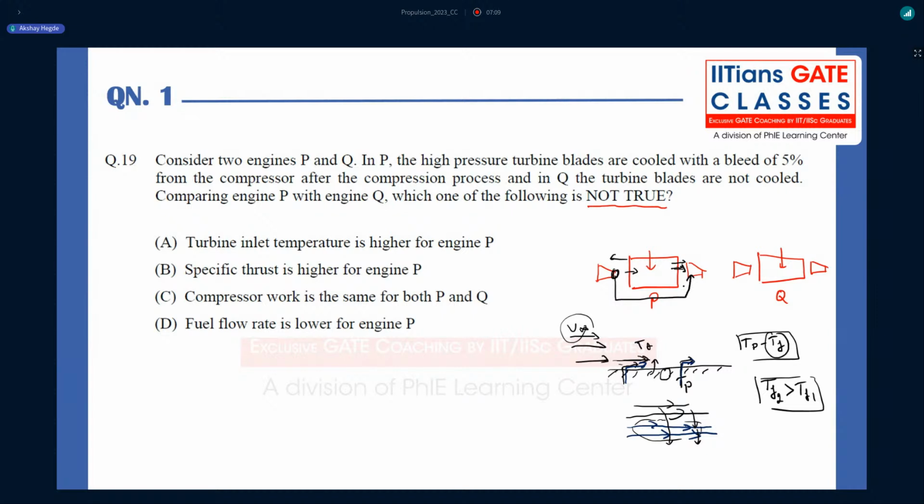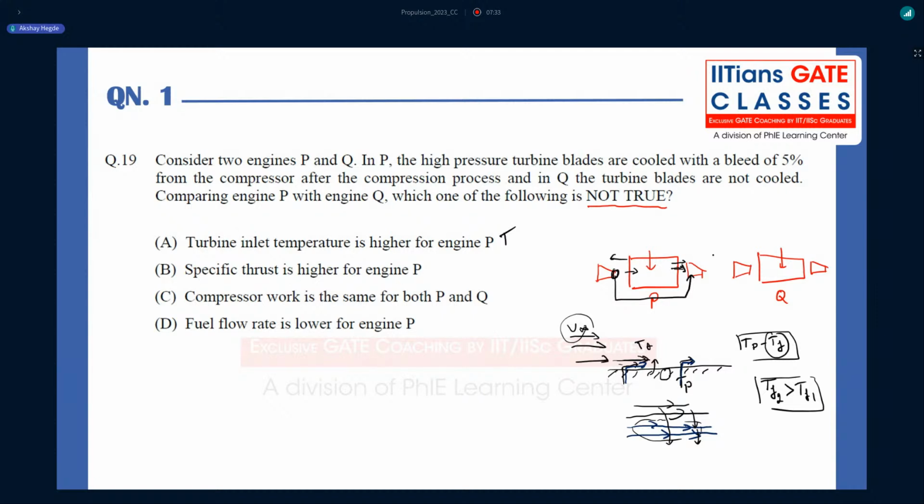So if I do this, what are the variables that are going to be affected? Those are given as options here. One is turbine inlet temperature is higher for engine P. We can write, because we are cooling now, I can increase the turbine inlet temperature, right? So this option is true. Then specific thrust is higher for engine P.